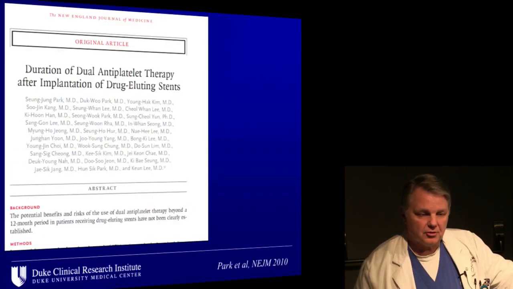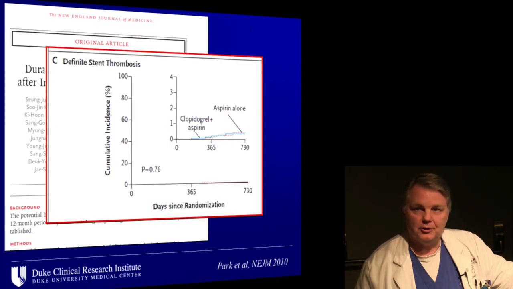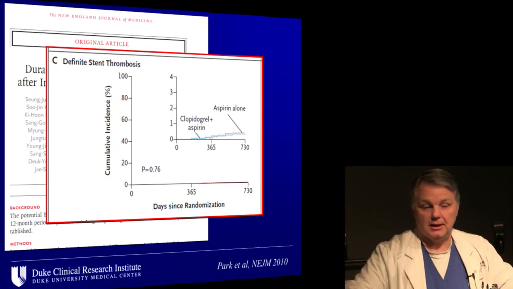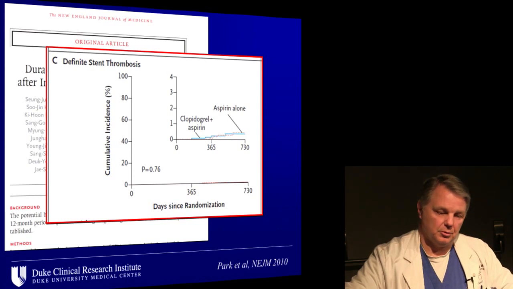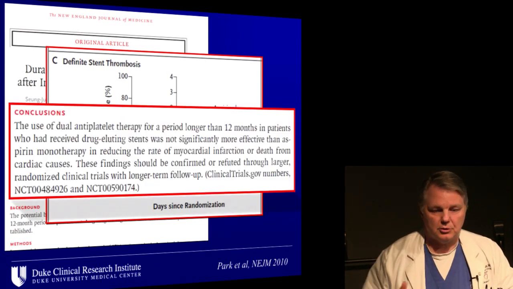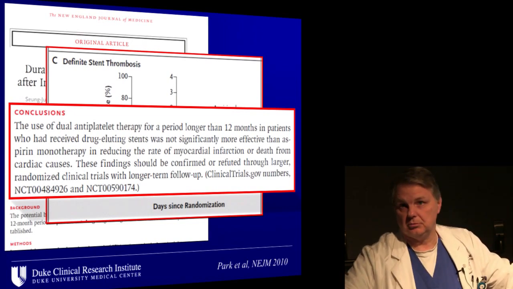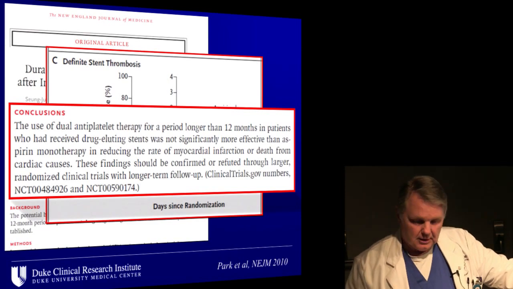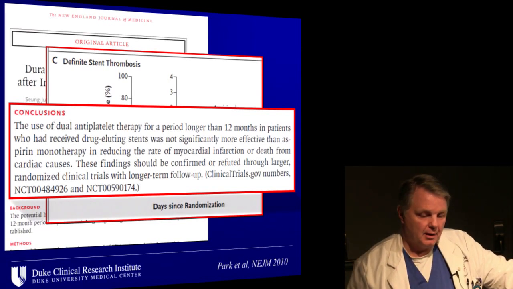What about the randomized trials of duration of dual antiplatelet therapy? This is the largest paper, by C.J. Park, published now 2 years ago. No difference among patients who were treated with clopidogrel and aspirin versus aspirin alone beyond a year. This is the definite stent thrombosis rate. And this was a trial of a few hundred patients, so they concluded really that we don't know exactly how long to use this, and this should be confirmed in a larger trial.